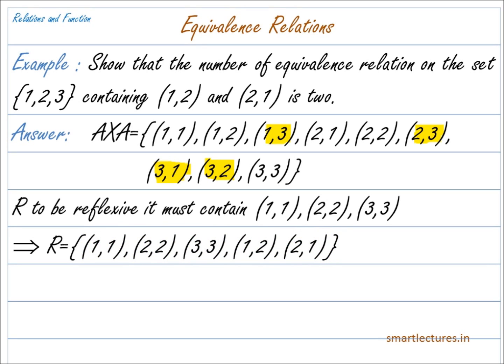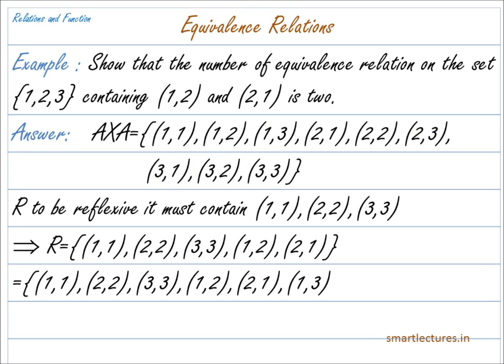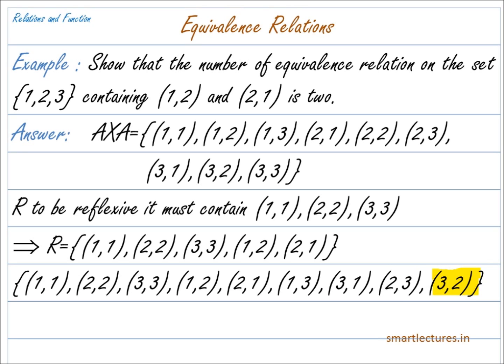Now let's add any one of them. Suppose we add (1,3). Now if we add (1,3), then we shall also have to add (3,1). Then only this relation will be symmetric. Also, now we have added (1,3) and you can see (2,1) is also present. So if (2,1) and (1,3) are present, then we must also have (2,3) because this relation is transitive. So now we shall have to add (2,3). And if we have (2,3), then we must also have (3,2). Then only this relation will be symmetric.